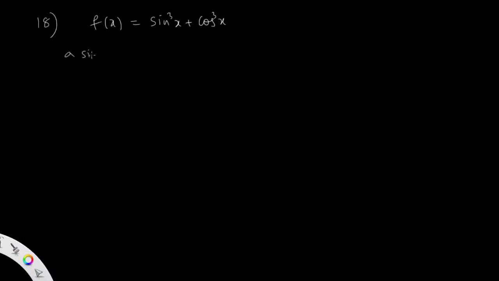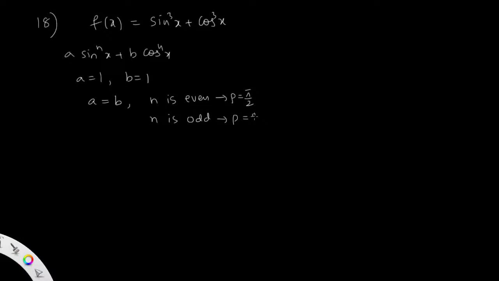Now it is in the form of a into sin power n x plus b into cos power n x. We have the formula for n even or n odd. Here a equal to 1 and b equal to 1, so a is equal to b. If n is even, the period is pi by 2. If a equals b and n is odd, then the period is 2 pi. So the answer becomes 2 pi. This is the value for periodicity, 2 pi only.